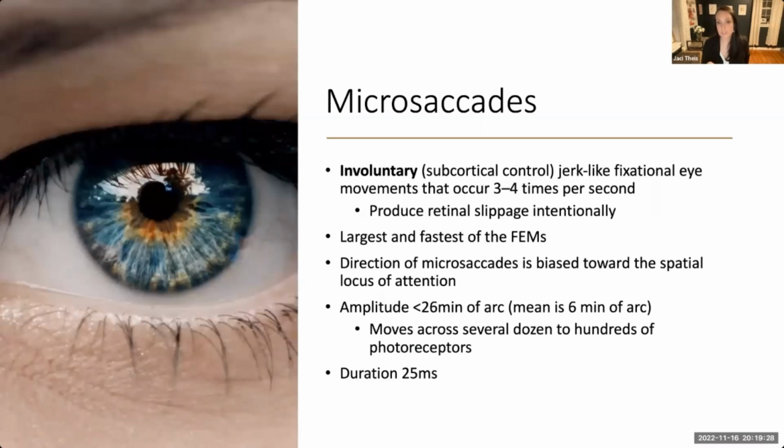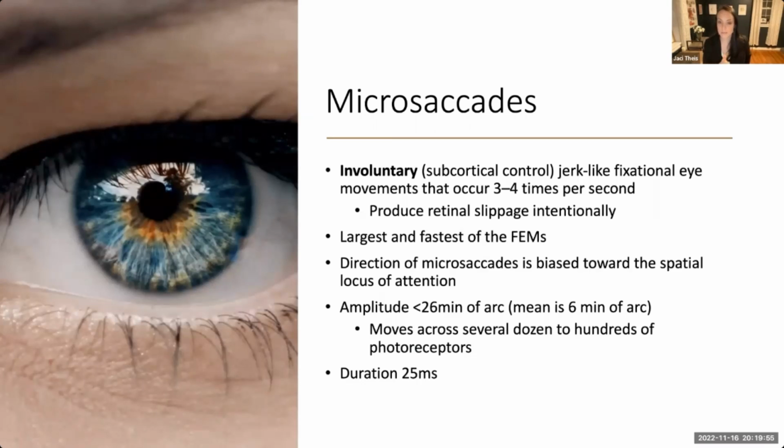And so a microsaccade is an involuntary saccade that is a jerk-like fixational eye movement that occurs on average for normal people about 3 to 4 times a second. And what it does is it intentionally produces retinal slippage and helps prevent the Troxler fading effect. Well, it's not technically Troxler, but it helps prevent that neural adaptation and visual fading effect that can occur if our fovea is not getting inundated with the visual information in a moving fashion.